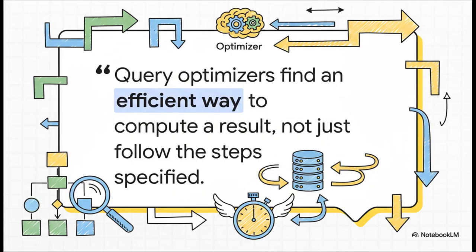And hey, don't just take my word for it. As the source text puts it, the optimizer finds an efficient way to compute the result, rather than just blindly following the steps you might have implied. This automatic optimization is what makes modern databases so mind-bogglingly fast.